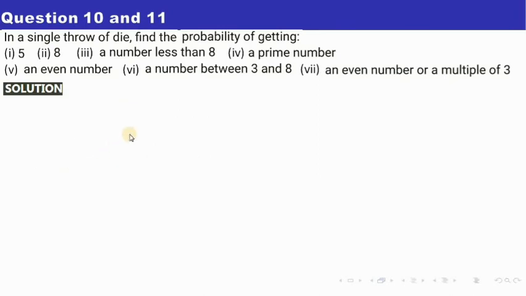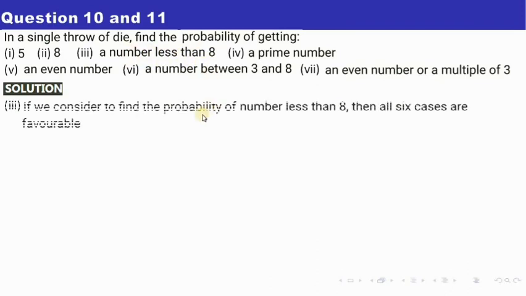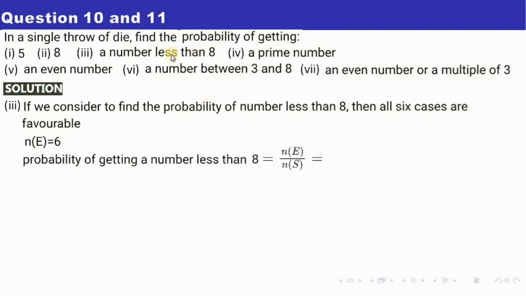Okay, so the third part says that we want to get a number less than 8. Now when you throw a die, it's for sure that you will always see a number which is less than 8. So this becomes your sure event, and we know that the probability of a sure event happening is always 1. So my answer for number 3 will be equal to 1.